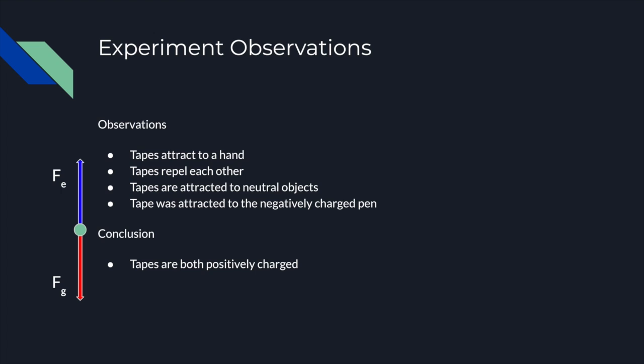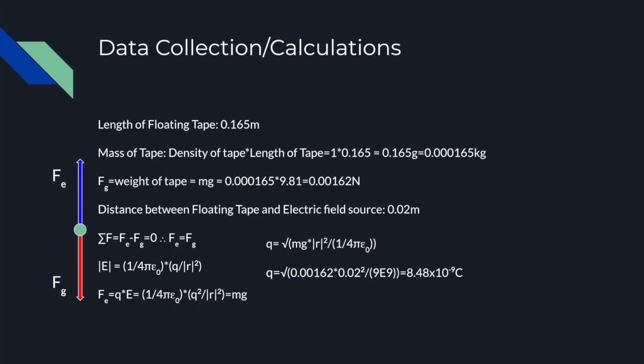While conducting this experiment, I observed that the tapes were attracted to my hand, and because both tapes were attracted to my hand, it makes sense that they would repel each other. And when testing, this came out to be true. The tapes were also attracted to neutral objects, which I believe is due to the polarization of the neutral objects. The tapes were also attracted to a negatively charged pen, and through this, I can safely conclude that the tapes are both positively charged.